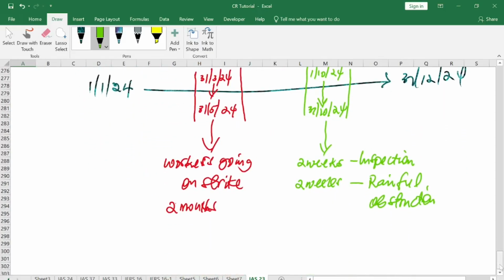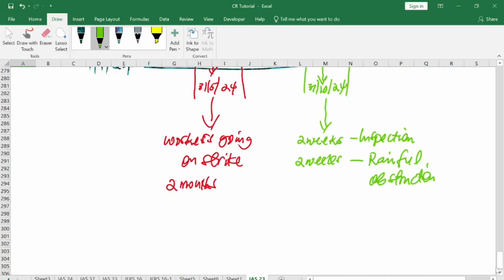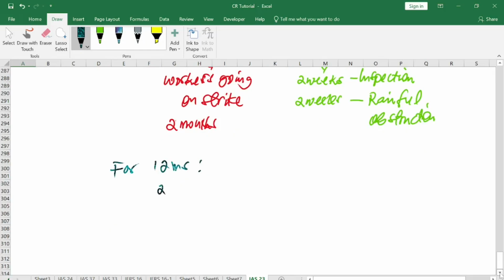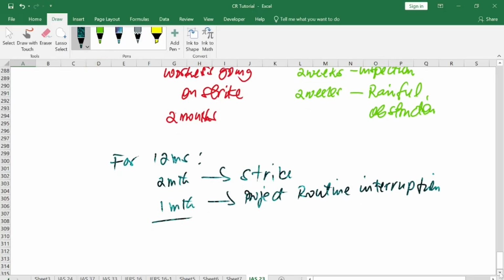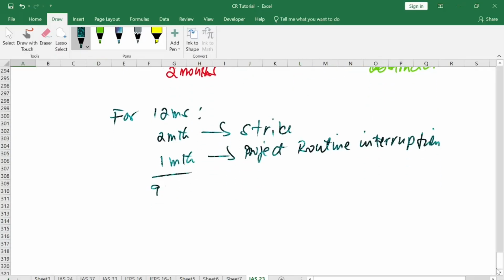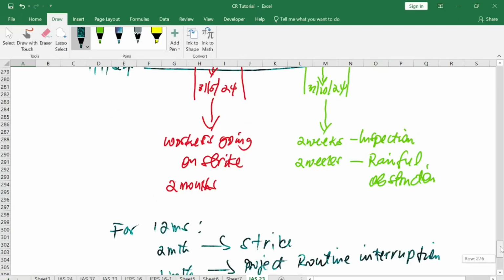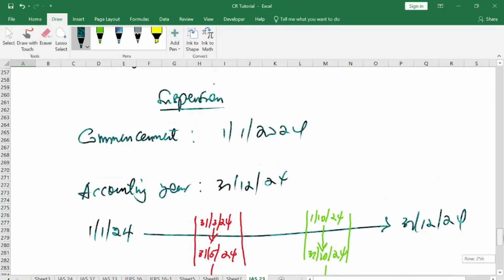So in all, you will realize that for the period of 12 months, 2 months were for strike, and then 1 month for project routine interruption. These are what happened. So in all, you will have actual work that went into the project to be 9 months. So what do you do when you are confronted with this situation? We call it suspension.